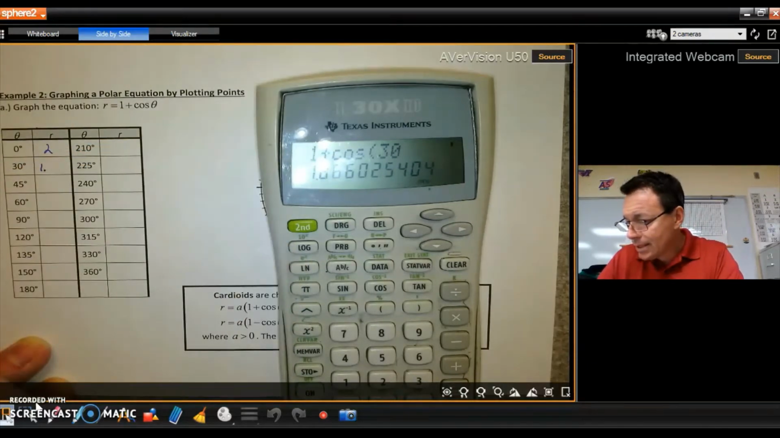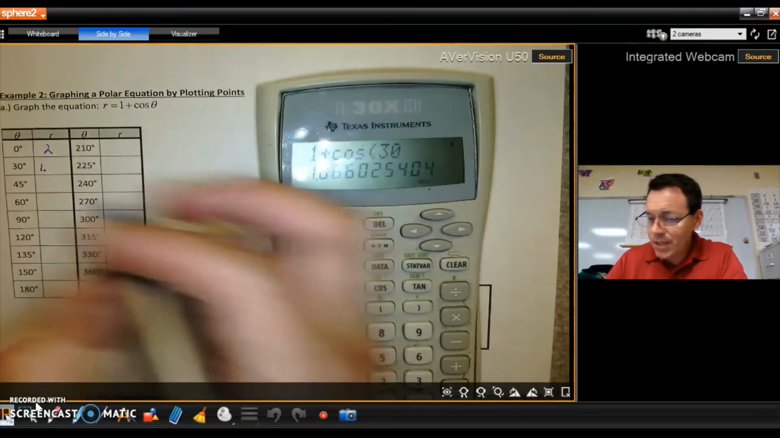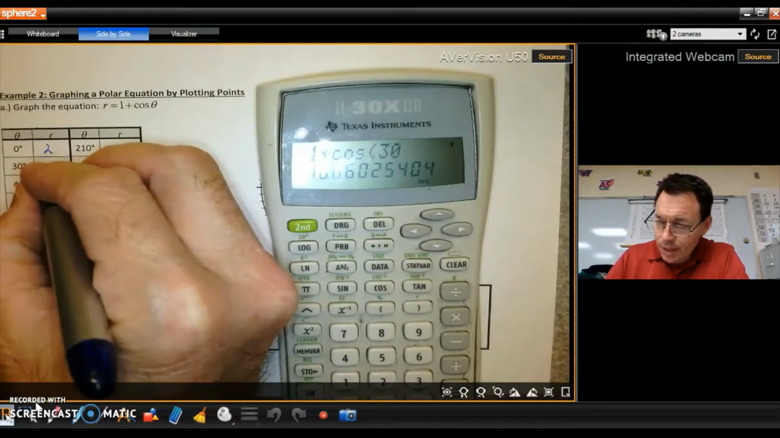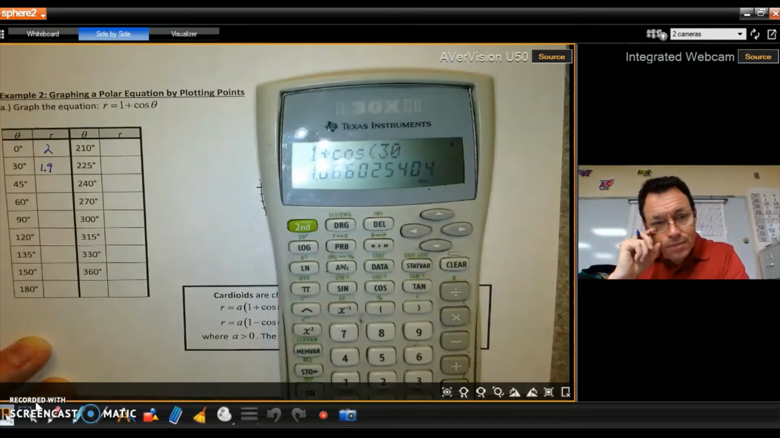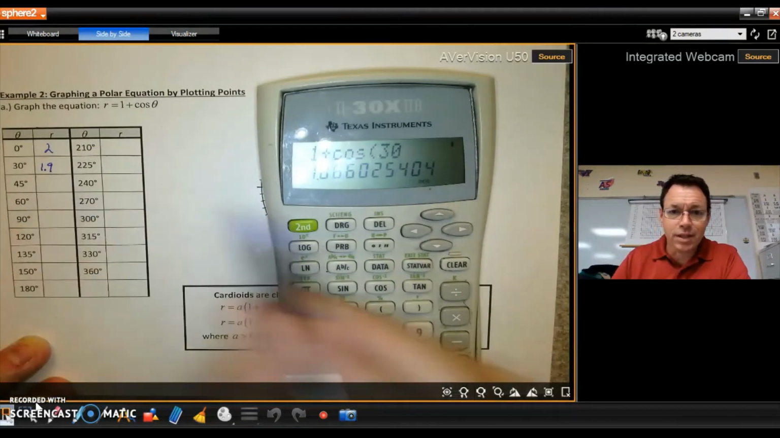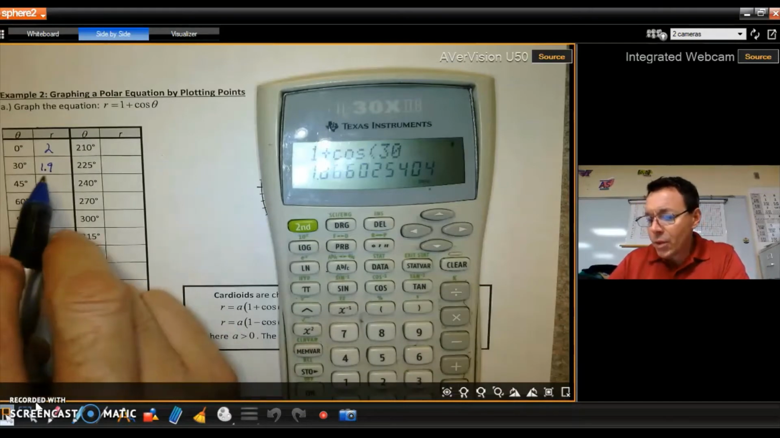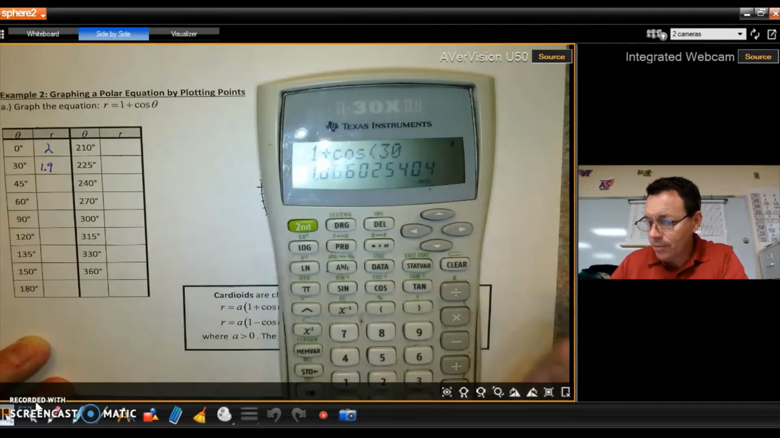So what's that? I'm going to write 1.86. Technically, I'm just going to write 1.9. When we graph these, going out a tenth is going to be hard enough. There's no way you can go out to the hundredth place and tell the difference between 1.86 and 1.85 or whatever. So going to the tenth will probably be good enough for our graphing.